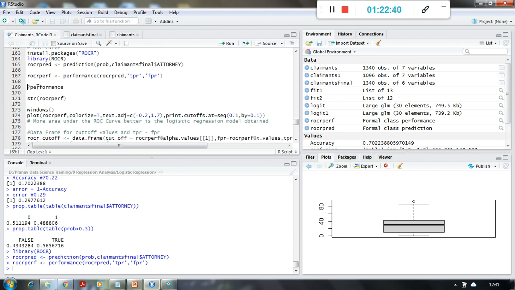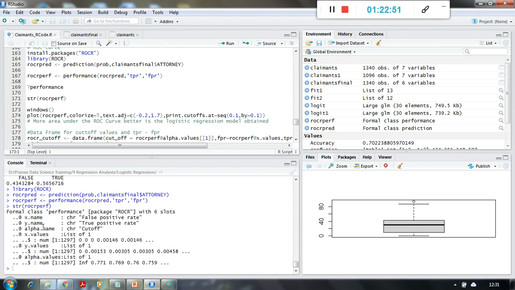If you want to have the help on this performance function, you can simply use the question mark and say performance, right? Now if you want to see the structure of this ROCR performance, it gives me the x-axis name, y-axis name, because I'm going to plot this ROC curve. So my x-axis is false positive rate, my y-axis is true positive rate, and my alpha name is the cutoff. Then these are my x values, these are my y values, and these are my alpha values. Alpha values are nothing but our cutoff value.